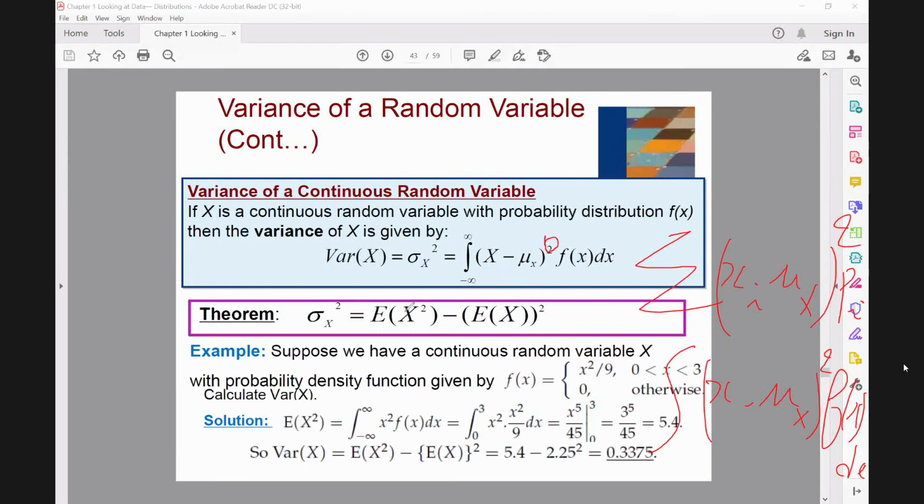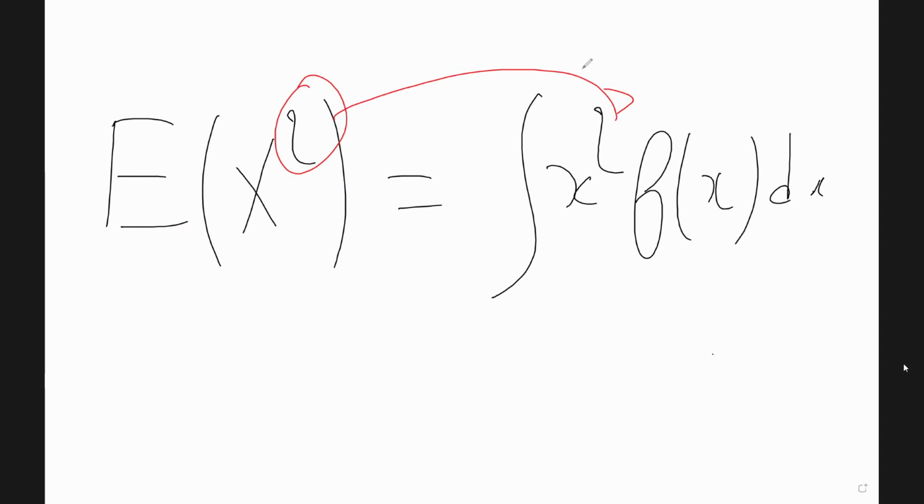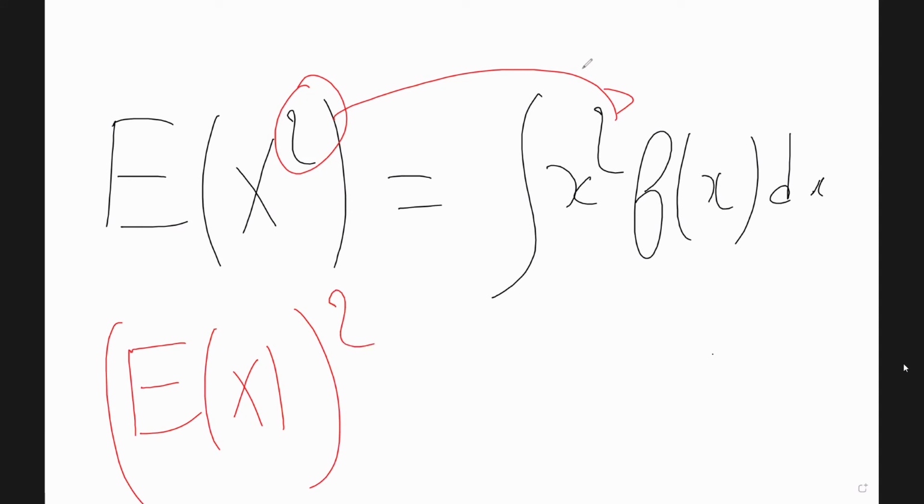Then we have a rule we can use. Theorem: we can evaluate E of x squared minus E of x, both squared. Then what is the meaning of E of x squared? E of x squared is equal, be careful, to the integral of x squared f of x dx. I'm sorry, this power will be there. And however, E of x squared is equal to a real number squared.